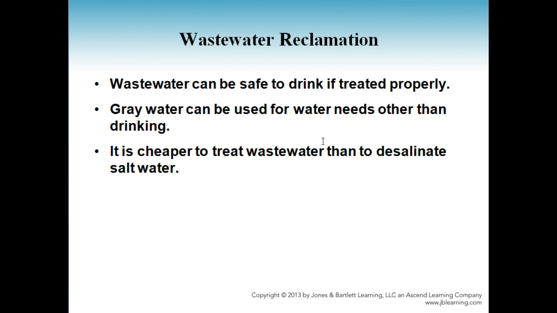Reclaiming wastewater is a newer technology, one used in deserts and dry areas of California. Technically, wastewater can be safe to drink if it's treated properly, but most wastewater reclamation is used as gray water, used for agriculture or watering needs other than drinking. It's also much cheaper to treat wastewater than to desalinate salt water, due to the high specific heat of water in general.